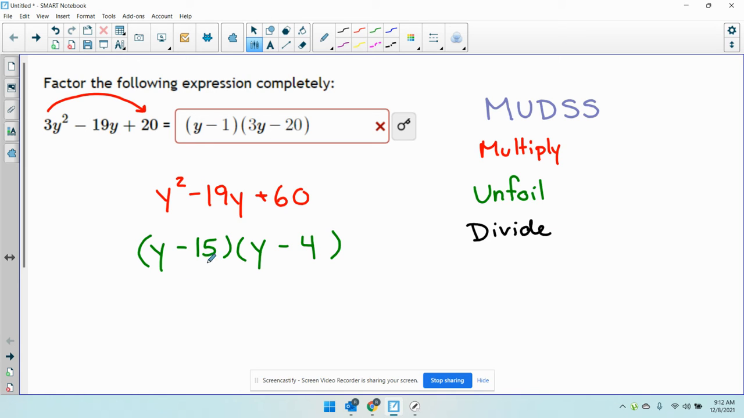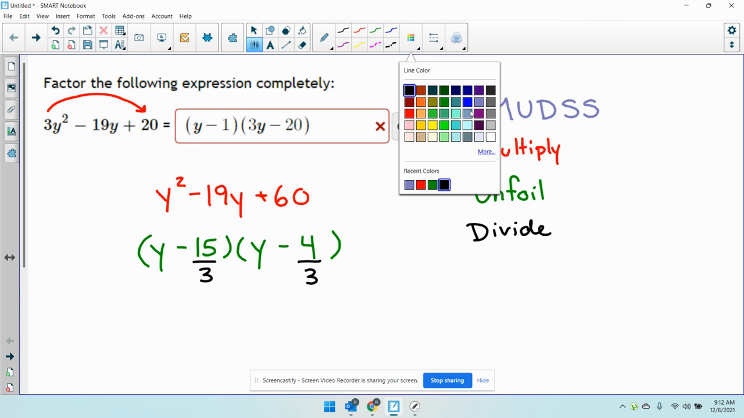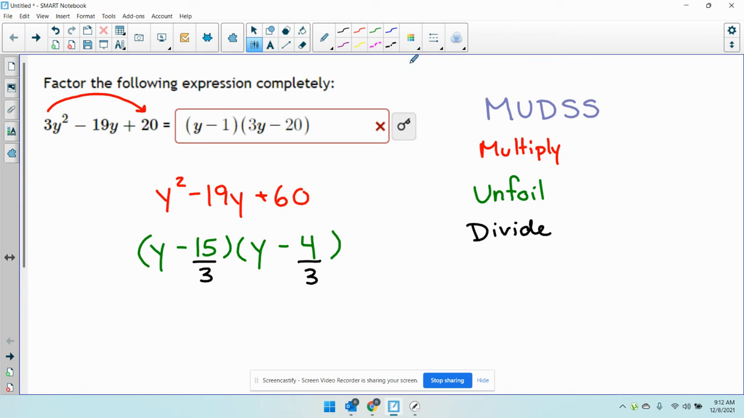Okay, which brings us to the first D, which is divide. What I'm going to do is take each number in my factor and divide it by the original leading coefficient. Divide this by 3. Divide this by 3. Okay, then the first S stands for simplify. Just means any fraction that you can simplify, go ahead and do so.